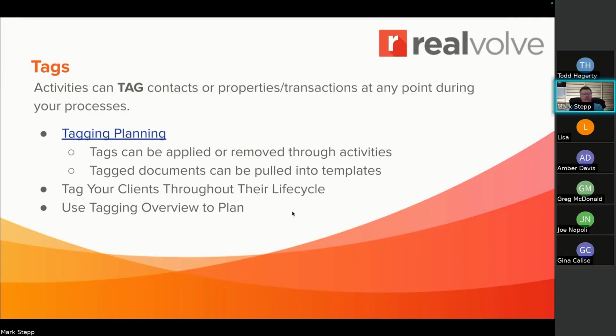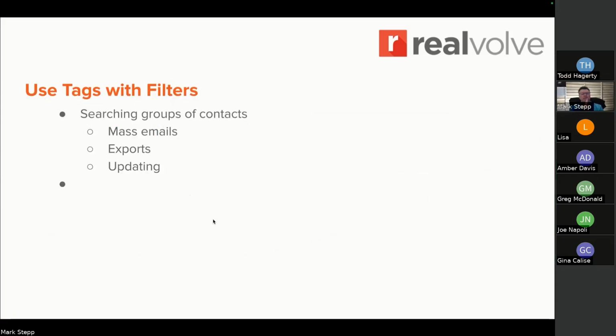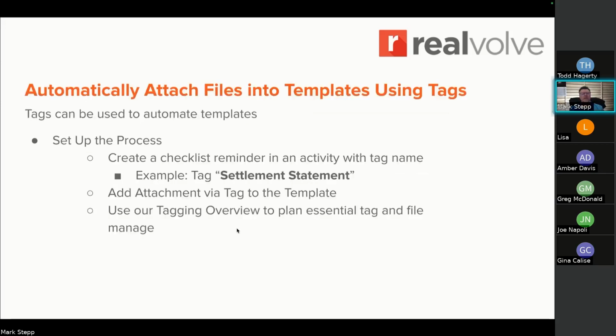Tagging through the life cycle, which is what we were talking about, and a tagging overview plan, which I'm going to give you at the end of this. Tags used with filters, we already know this. Mass emails, exports, and updates can be used with filters. There's just lots of things that you can do there. Because we're starting to run out of time, I really want to get into this.